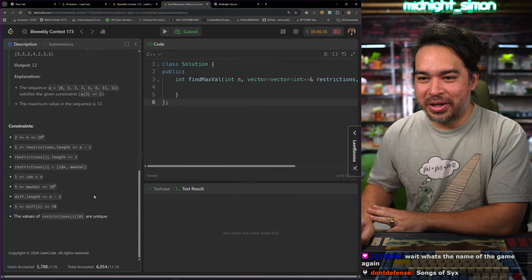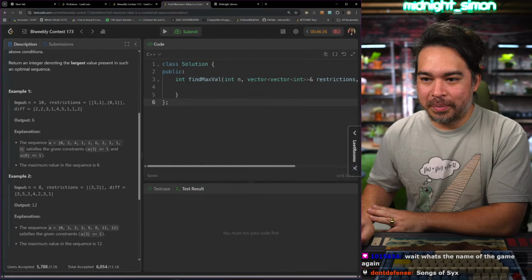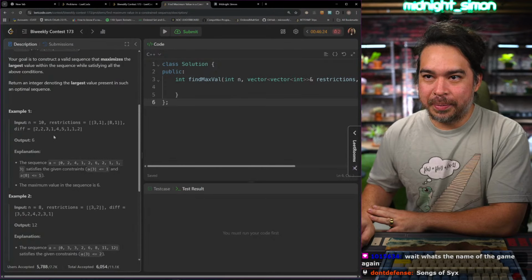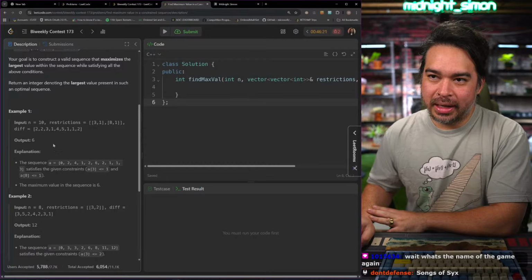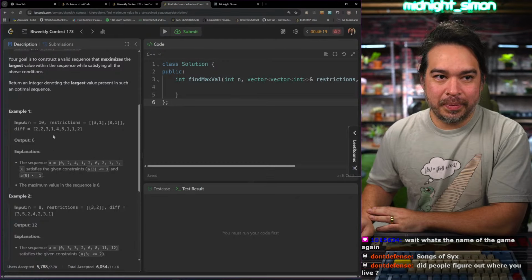This problem sounds too hard, I'm not gonna lie, but I'll try it. I don't fully understand the problem.